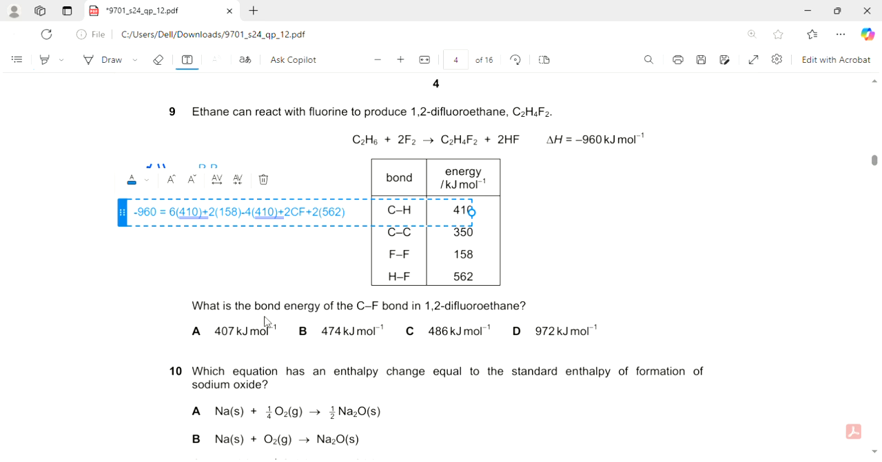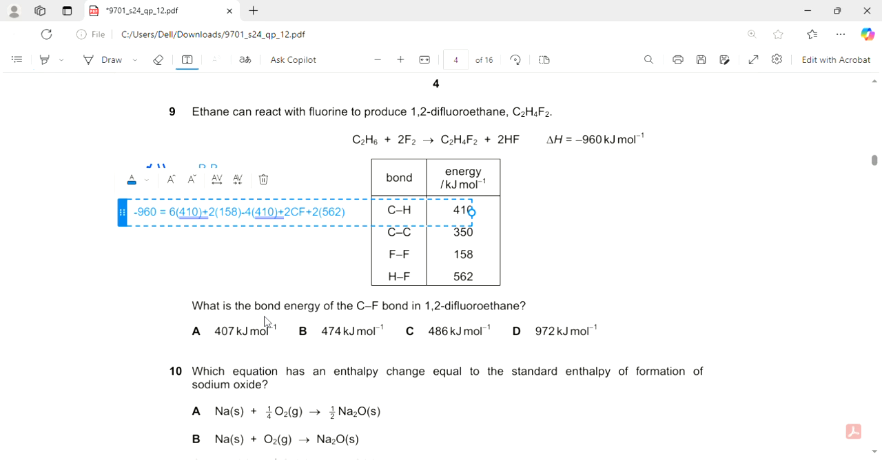So can we calculate this? Yes, we can calculate this. 6 into 410 plus 2 into 158 minus 4 into 410 plus 2 into 562, which is something.